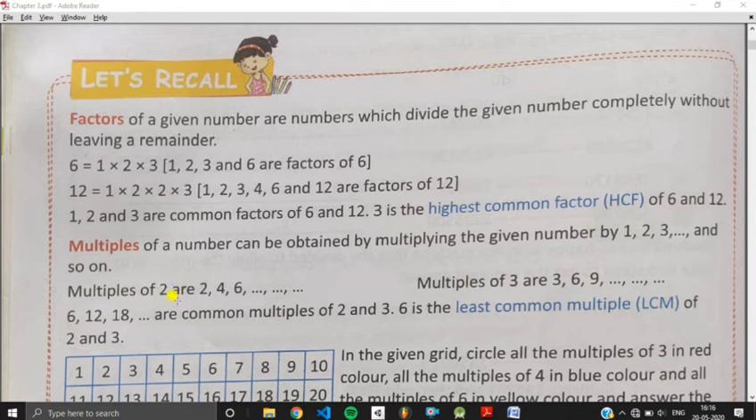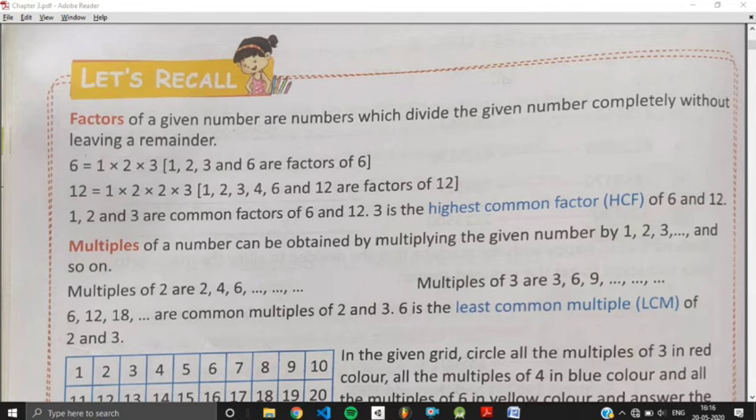Multiples of 2 are, as we are aware, 2 1s are 2, 2 2s are 4, 2 3s are 6, 2 4s are 8, 2 5s are 10 and so on. In the same way, if we recall multiples of 3, it will be 3 1s are 3, 3 2s are 6, 3 3s are 9, 3 4s are 12, 3 5s are 15, 3 6s are 18 and so on. So like this we complete multiples.